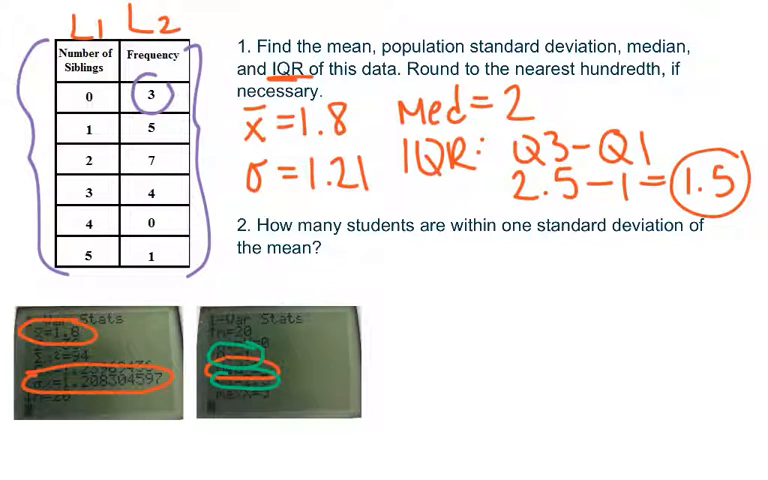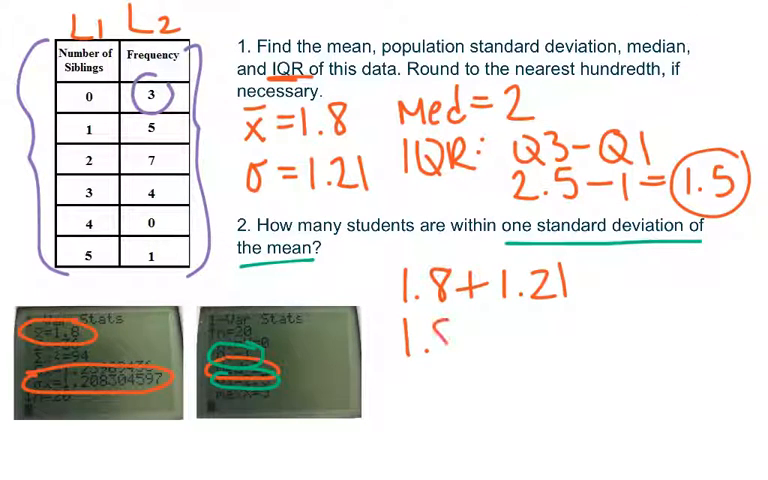So then this question is another one that you see a lot. It says, how many students are within 1 standard deviation of the mean. So what that really means is that if you took your mean, 1.8, and you added a standard deviation to it and subtracted a standard deviation from it, you're going to come up with a range.